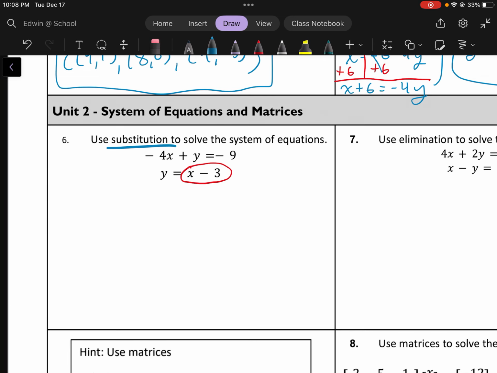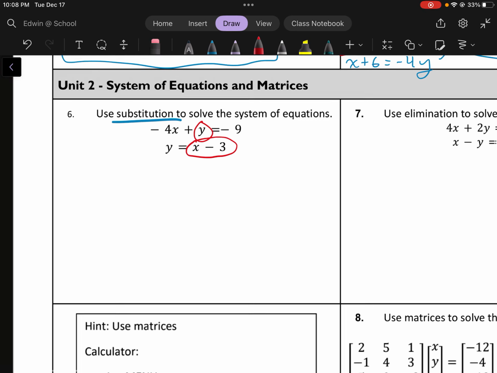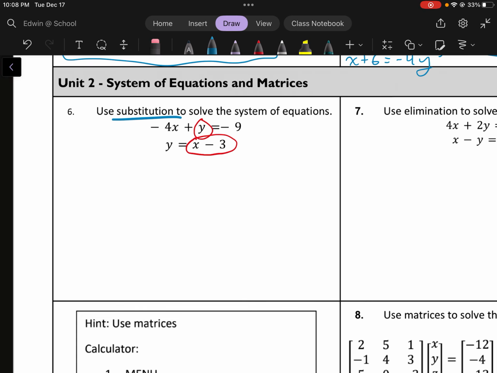So for example, we have y is equal to x minus 3. y is the same thing as x minus 3. Meaning whenever we see a y, we just want to replace it. So we got -4x, then we got plus y, which we know is equal to x minus 3. So we could just replace it with that. And then that is equal to -9.